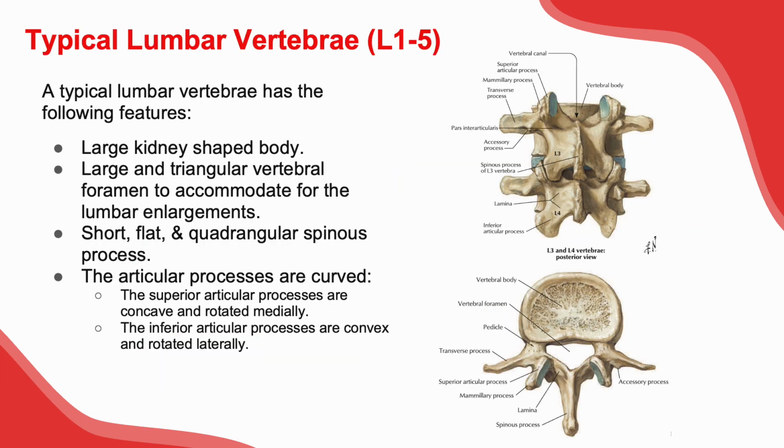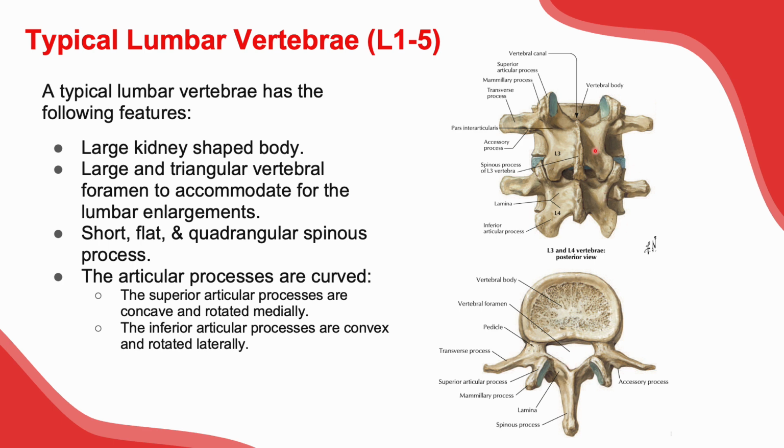The typical lumbar vertebra has a large kidney-shaped body, as we see right here. It has a large and triangular vertebral foramen. If you remember, in the cervical vertebrae, we said that it has a large triangular vertebral foramen to accommodate the spinal cord enlargements in that area. And same goes here. Because there are spinal cord enlargements in this area, we have the large and triangular vertebral foramen.